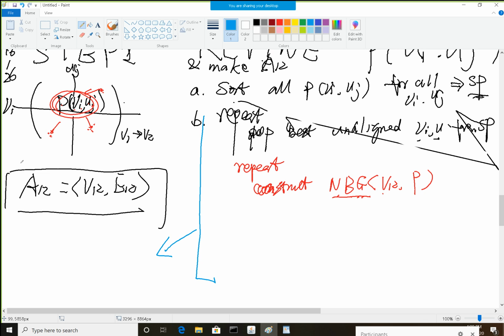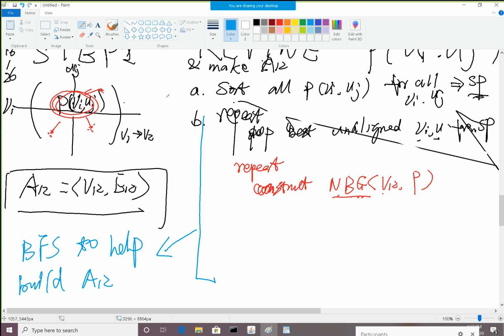So this uses the BFS to help build the A12. It's starting from, because it's sorted, right? And it's starting from this one, you can treat them as a priority queue. And you start from this sorted list, pick up the maximum mapping and use this mapping as the seed. Use this one as the seed to find the neighbors, right?